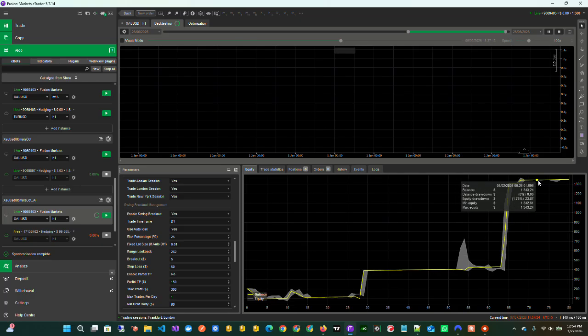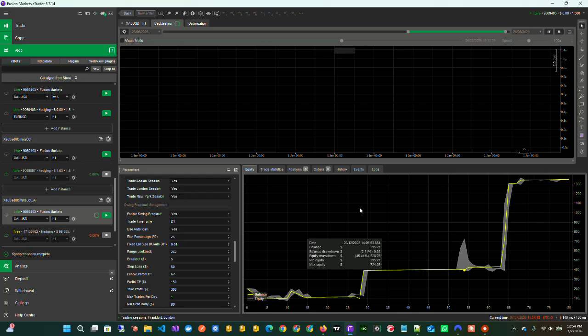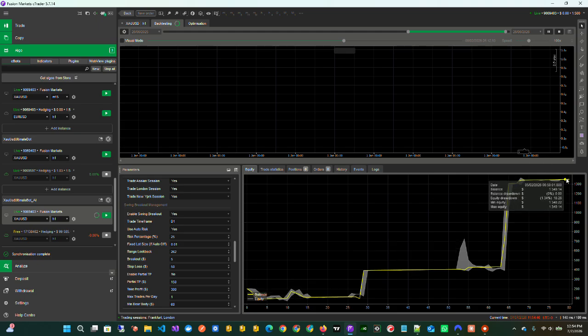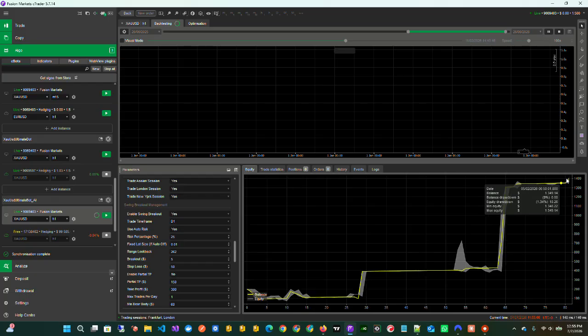So at the moment, both the equity and the balance are around 1,343 right now, and we've traded from June to December. No? Okay, no, this is June to February 2026.